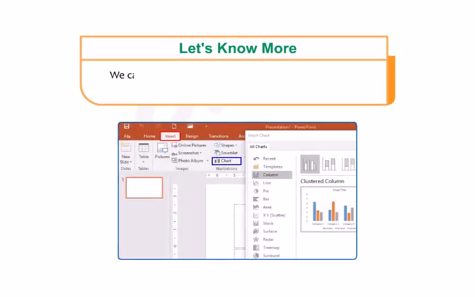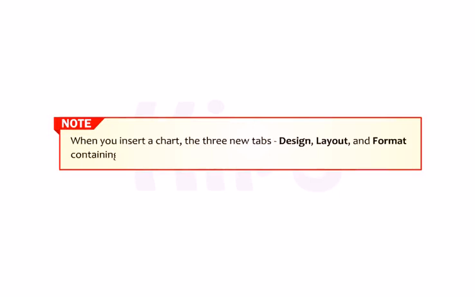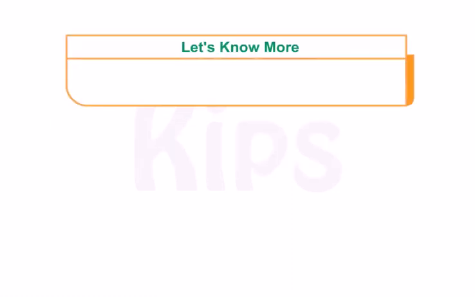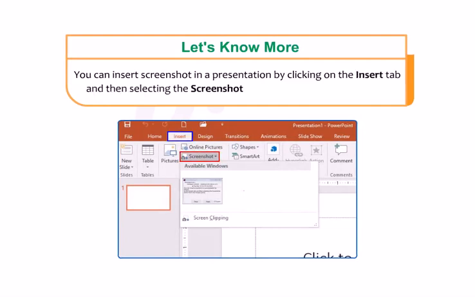Students know that we can also insert a chart in any slide by using the Chart button present on the Insert tab in the Illustrations group. Also note the fact that when you insert a chart, the three new tabs Design, Layout and Format containing various chart tools and commands appear on the ribbon. These commands allow you to modify and format the chart. Another important point is that you can insert a screenshot in a presentation by clicking on the Insert tab and then selecting the Screenshot button from the Images group.